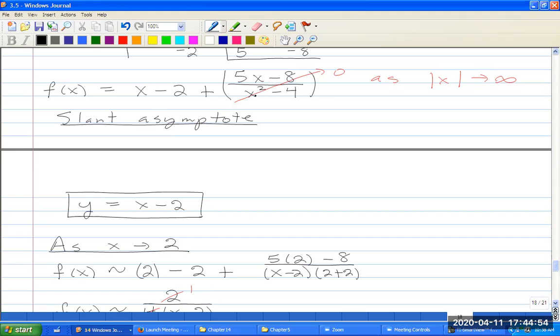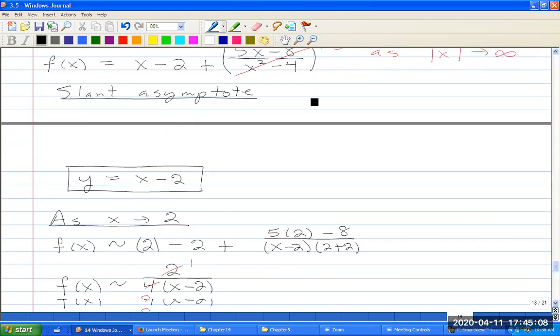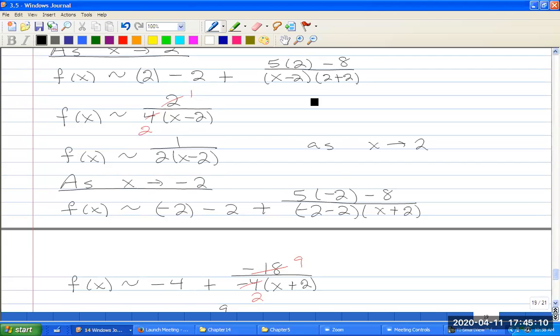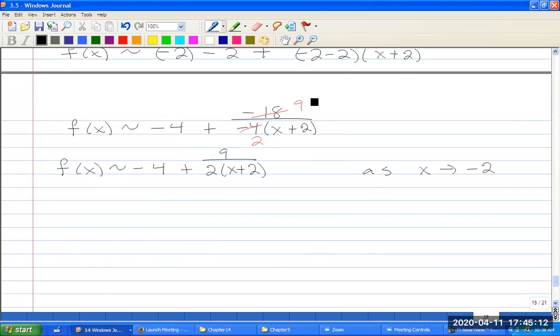The rule is wherever I see an x, I replace x by whatever I'm approaching, except if I'm dividing by 0, in which case just keep the x. That'll give you the asymptotic behavior. So that's the rule. Okay? Thank you.